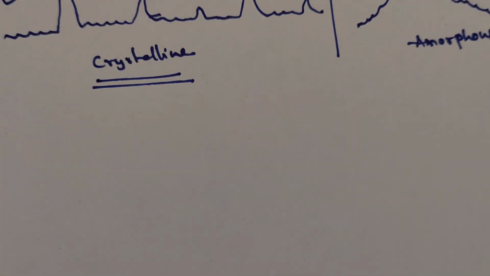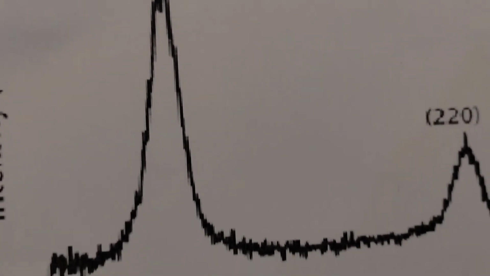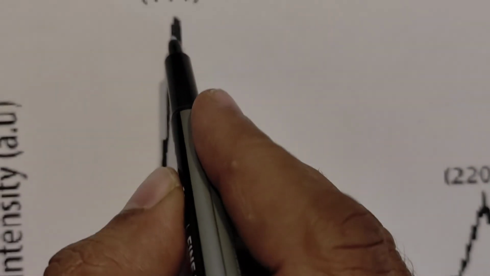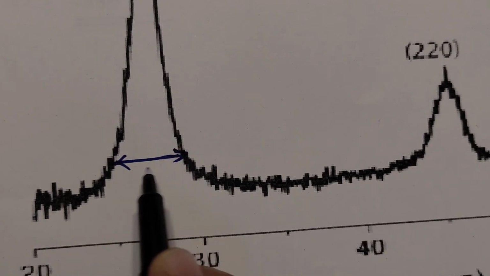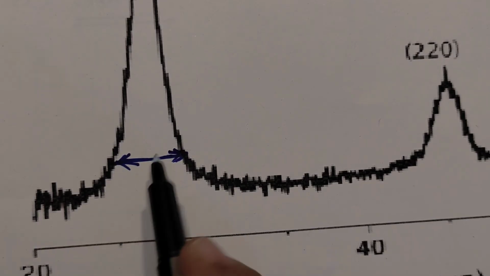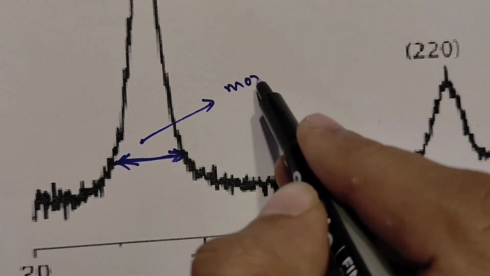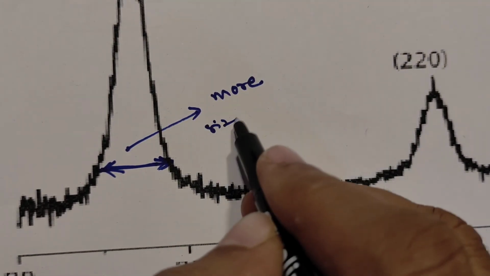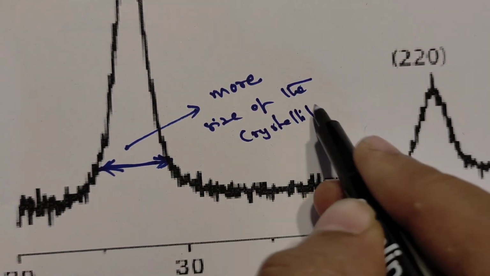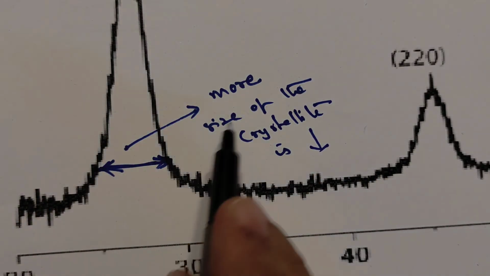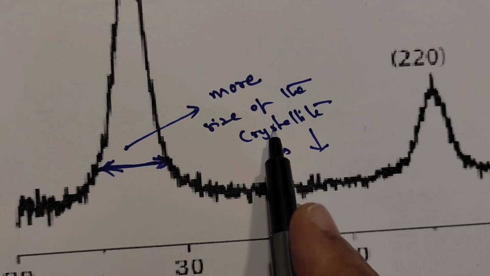here I'll show you one XRD pattern which is related to one particular crystalline material. Here, this is the maximum intensity of this particular peak, and this represents the full width, the broadness of the peak. If the broadness is more, the size of the crystallite is less. So the broadness is inversely proportional to the size of the crystallite.